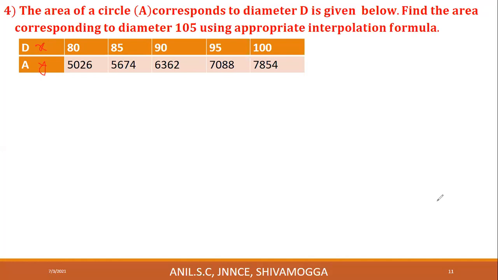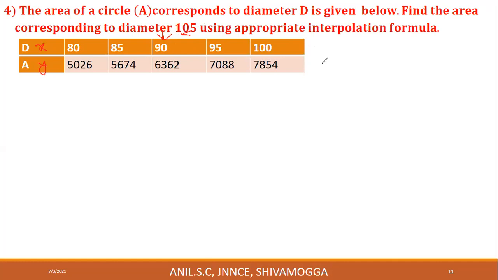What kind of interpolation is this, forward or backward? Y is required when x is equal to 105, right? Area A is required when diameter is 105. That means y is required when x is equal to 105. First mark the midpoint. 90 is the midpoint, correct? Where is this 105? After 95, 100, 105 will come somewhere here. Therefore, that is to the right of the table. Right of the table means backward interpolation is appropriate here.